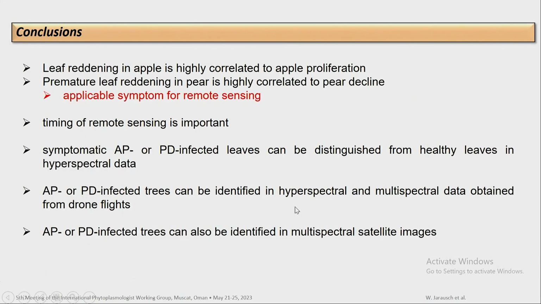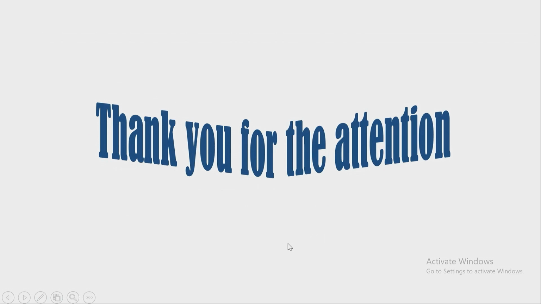And so I'm at the end. The leaf reddening for these 2 diseases is an applicable symptom for remote sensing. The timing is important, and we can distinguish this on the leaf level in the lab, on the drone level, and on the satellite level. So thank you for your attention.